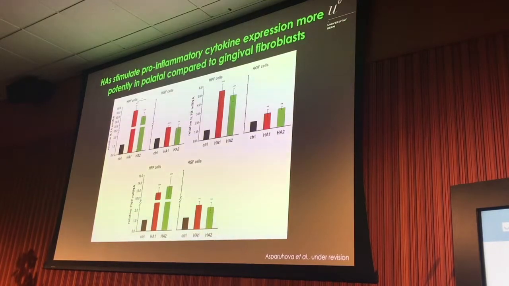If we look now at the stimulation of pro-inflammatory cytokine expression, we have also an effect on palatal fibroblasts and also on gingival fibroblasts, because we harvested fibroblasts from different parts of the oral cavity. Usually we harvest connective tissue graft, for example, from the palate, and we use it for recession coverage, but we have also some cases where we excise the gingiva. And again, if you look at the differences between the two formulations and the control, you can see again a huge difference indicating an effect of this material.